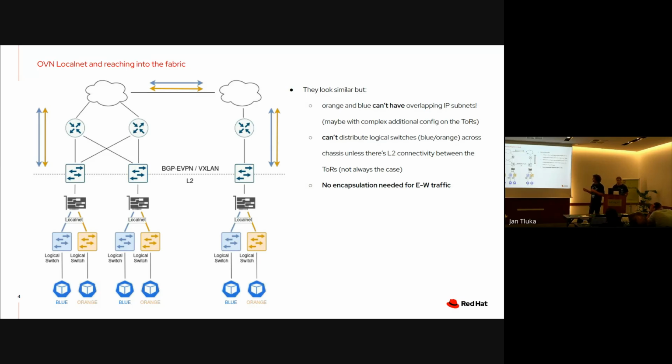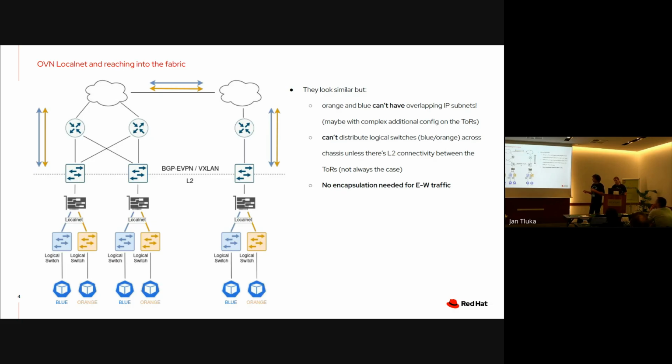Orange and blue cannot have overlapping IP subnets. Well, they could, but then you need actual layer 2 connectivity between all these top of rack switches here, or you would need some other complex configuration on the top of rack. So that's not always easy.